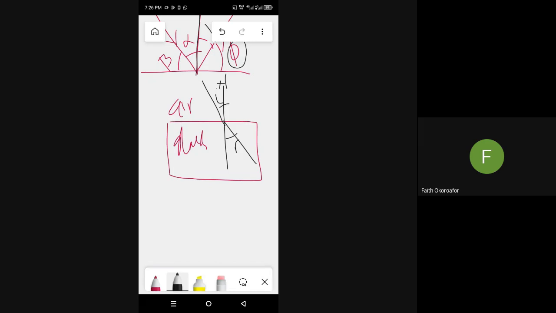Okay. So from the diagram, we can see a wave is passing from air to glass. Air and glass, which one is denser? Glass.